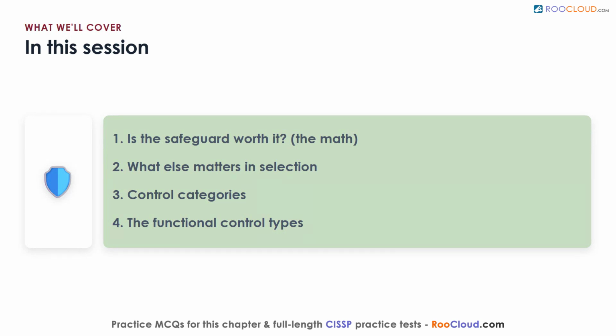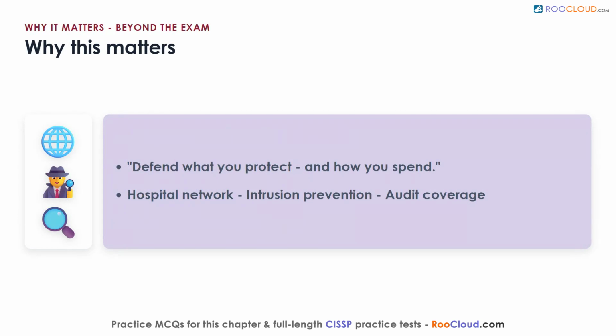We'll answer several questions. How do you calculate whether a safeguard is worth it? What else matters when choosing a countermeasure? How are controls grouped by category? And what are the functional types of controls you must recognize? Why does this matter beyond the exam? Because you will be asked to defend not just what you protect, but how you spend to protect it.